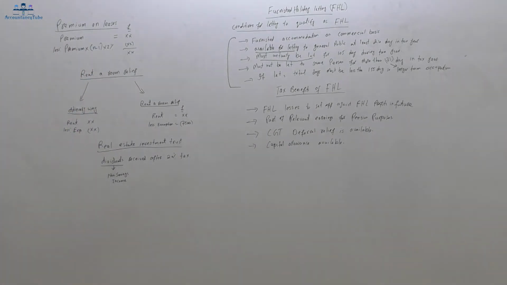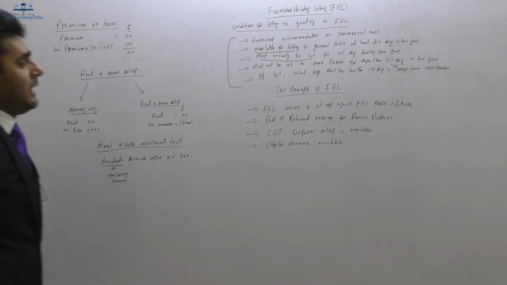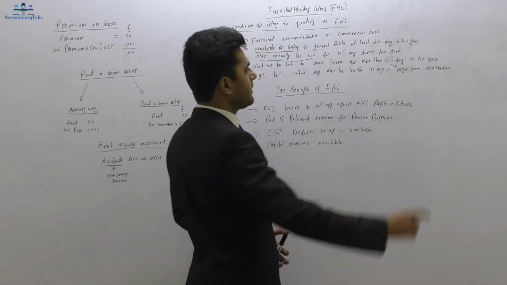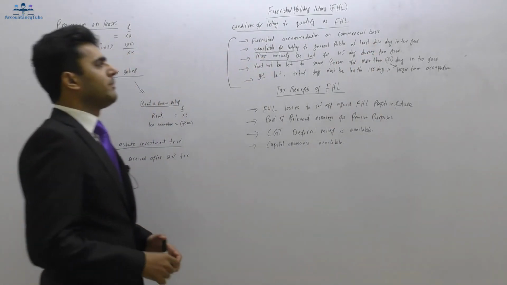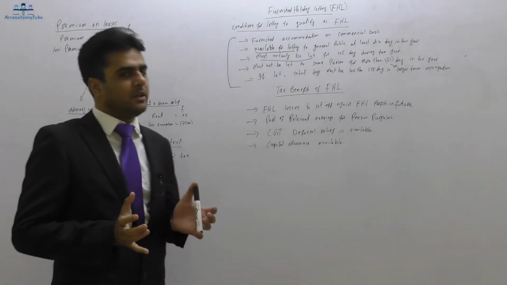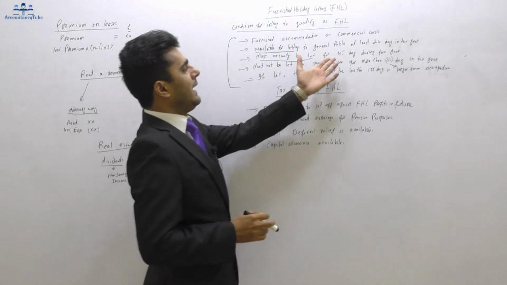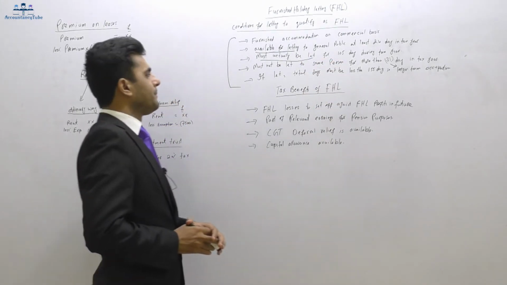In the earlier one it said 210 days, but this is a period for which it must be available for letting. The next one says that it must actually be let for how many days? Half of 210 days. Half of 210 days, how many days? 105 days. All right, so it must be available for letting for 210 days, but it must be let for half of those days, which is 105 days during the tax year.